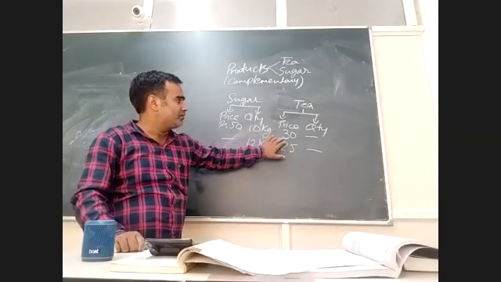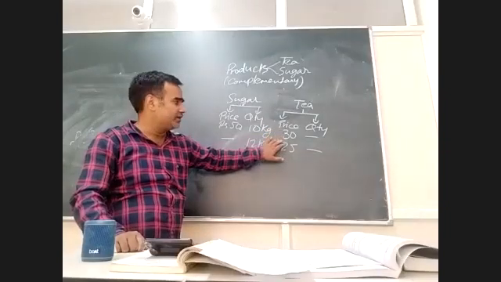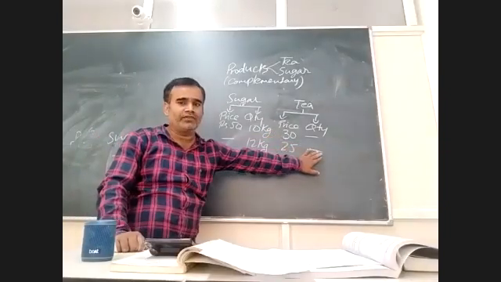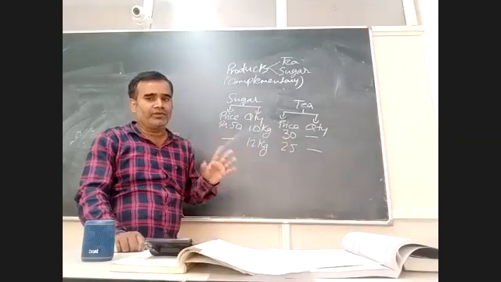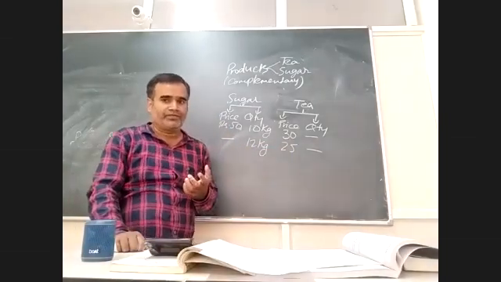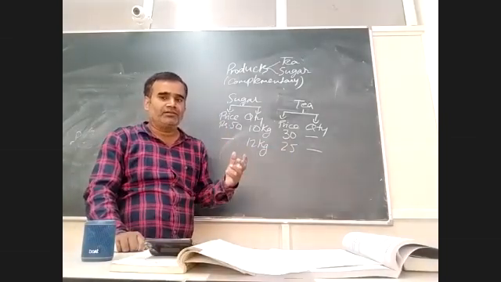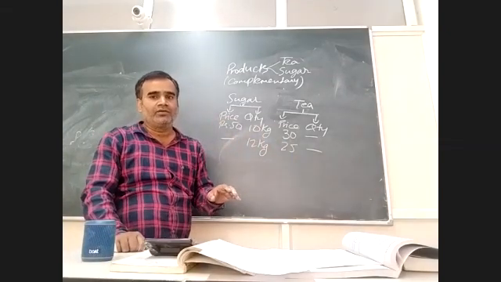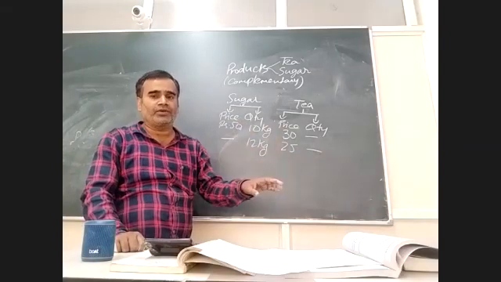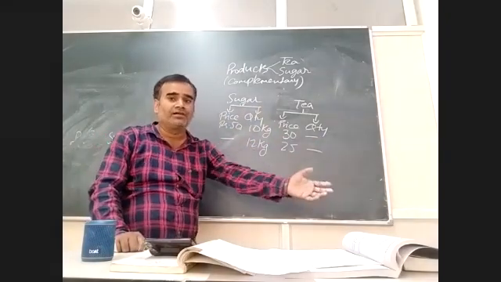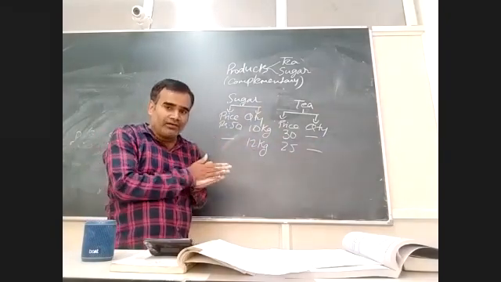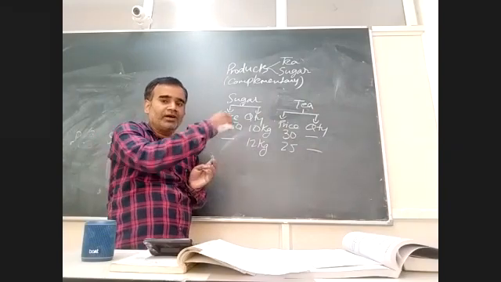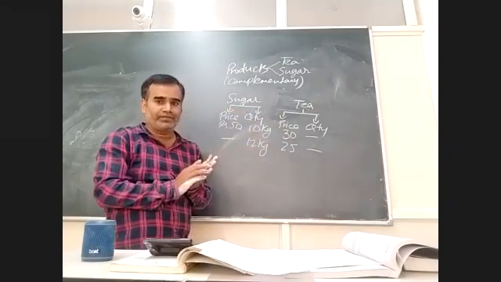And price of tea is 30. They have not given quantity demanded of tea, because we are studying about complementary goods. Increasing price of one will reduce demand for the other. Decreasing price of one product will increase demand for the other product.